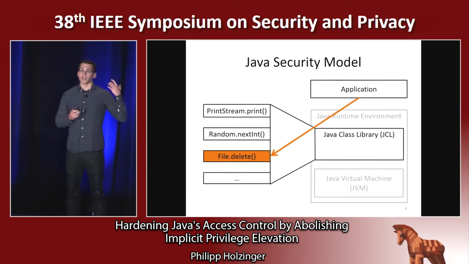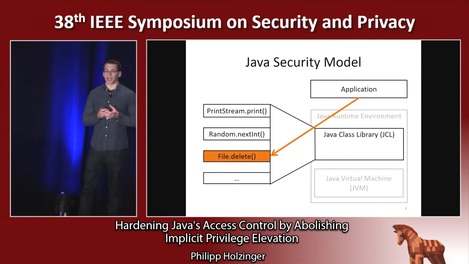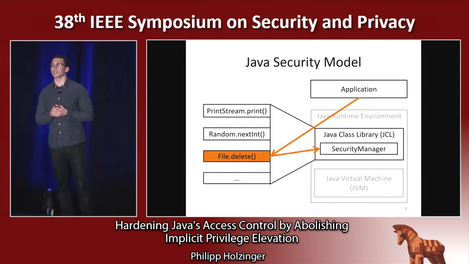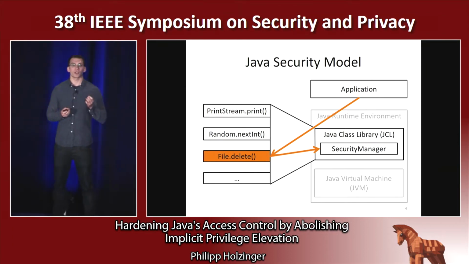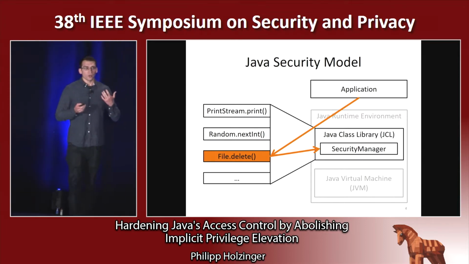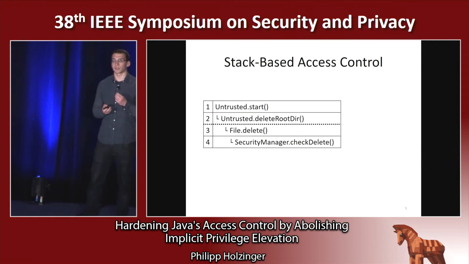Once they call a security critical functionality like File delete here, something special happens. The security critical functionality will consult the security manager in the class library to check if access to this sensitive functionality shall be allowed or not. So the security manager is in charge of deciding whether access shall be granted or not. So how does the security manager decide this? For this, it uses stack-based access control.